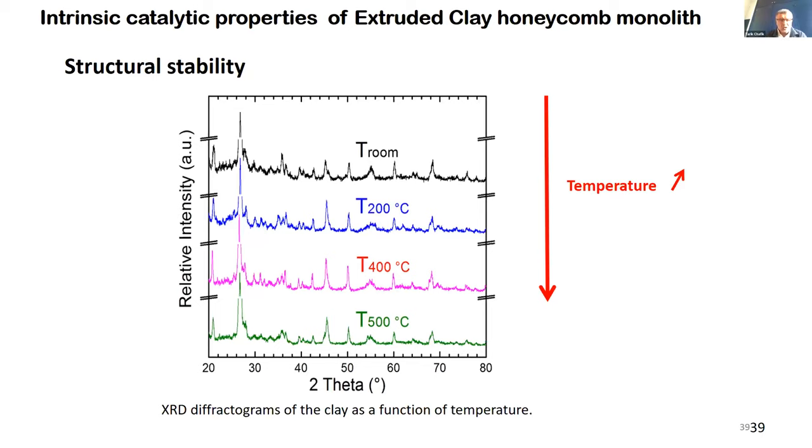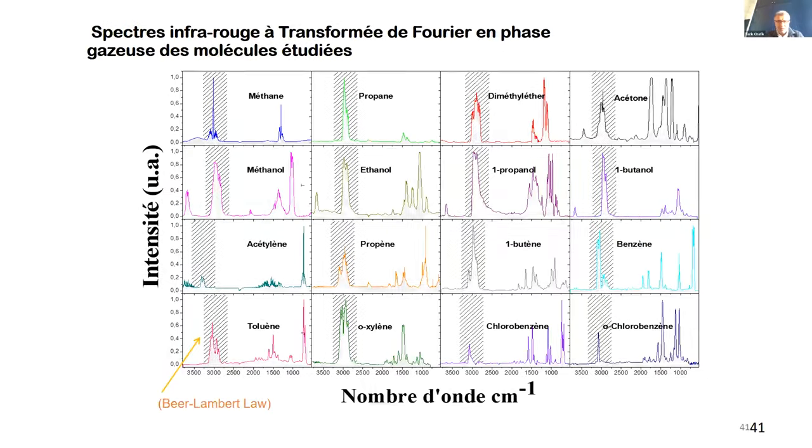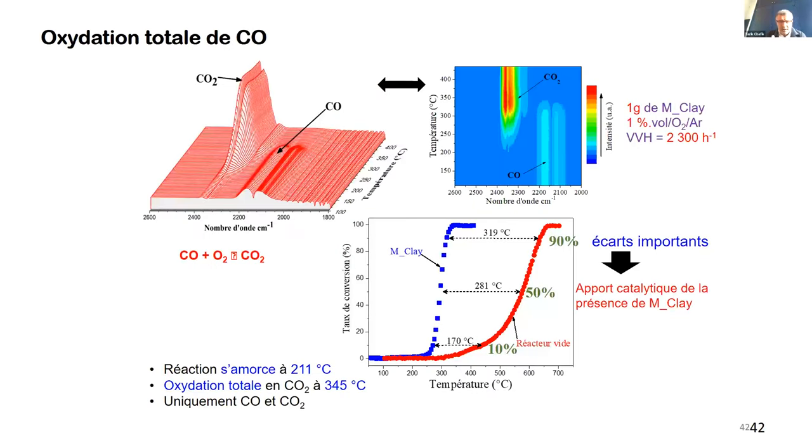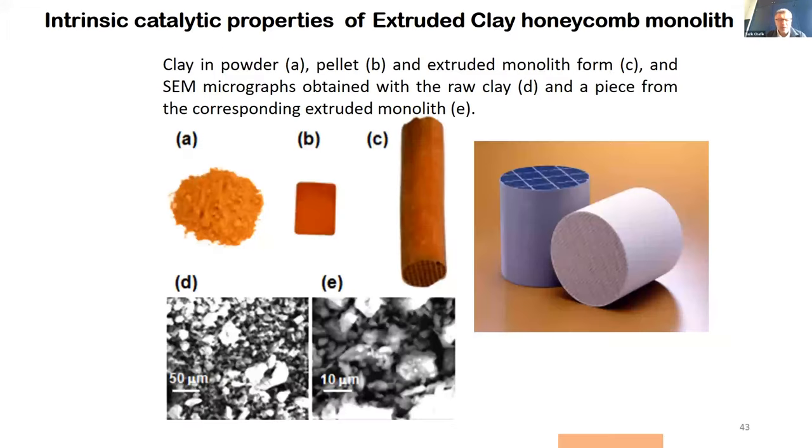So we managed to show that this material had very interesting catalytic properties with respect to the oxidation of volatile organic compounds. This is what we show based on the measurements using the IR equipment I showed you. From this slide, we show that the clay can help by lowering the temperature needed for the total conversion of, for example, CO, but also the other volatile organic compounds. That helped us a lot to push towards the development of catalysts for methane reforming and the production of syngas.